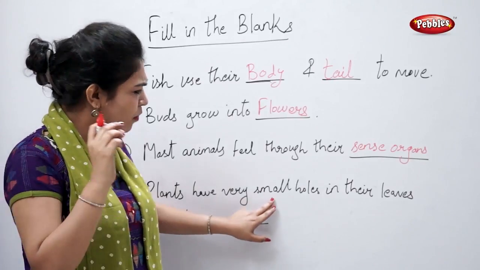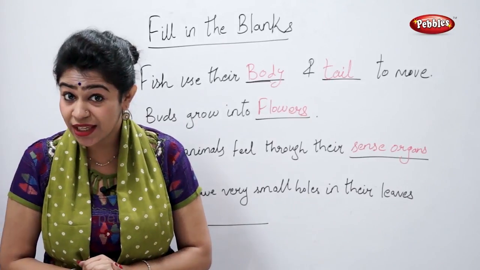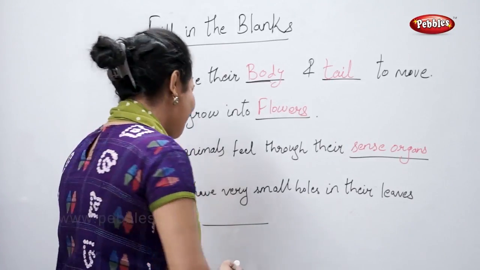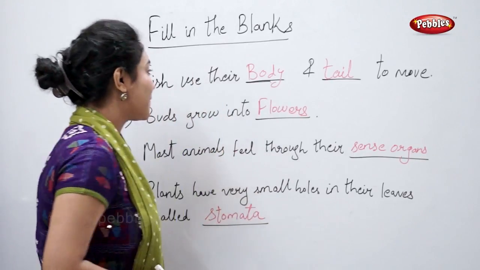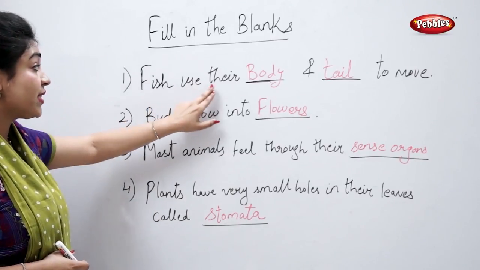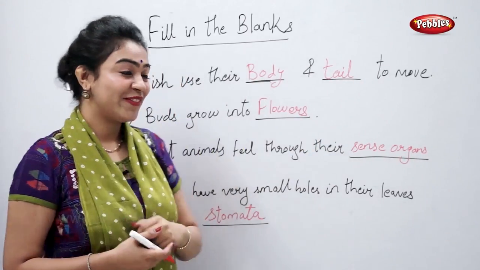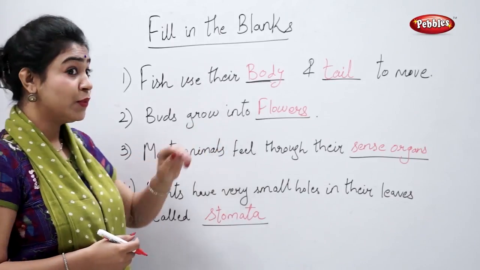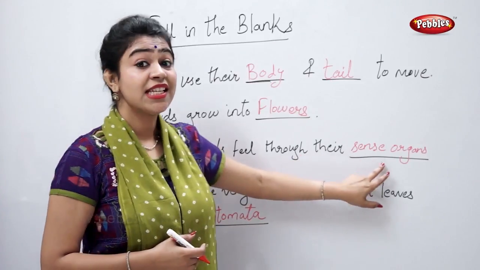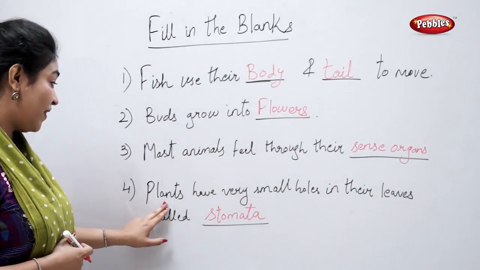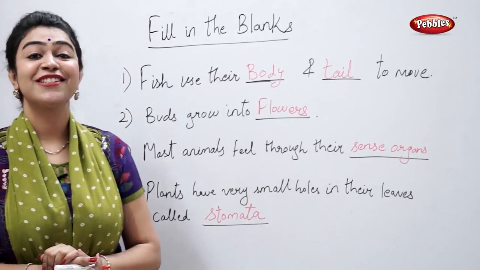Plants have very small holes in their leaves called as, tell me, stomata. Perfect. Fish use their body and tail to move. Buds grow into flowers. Most animals feel through their sense organs. Plants have very small holes in their leaves called as stomata.